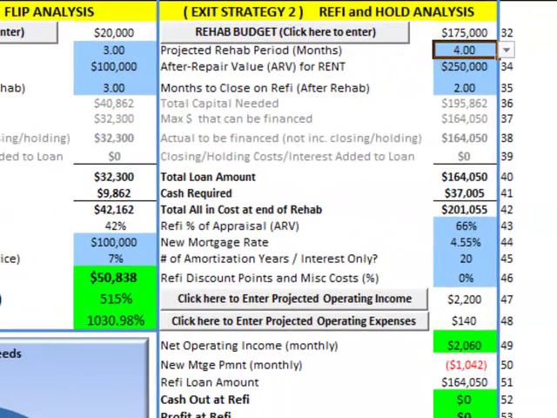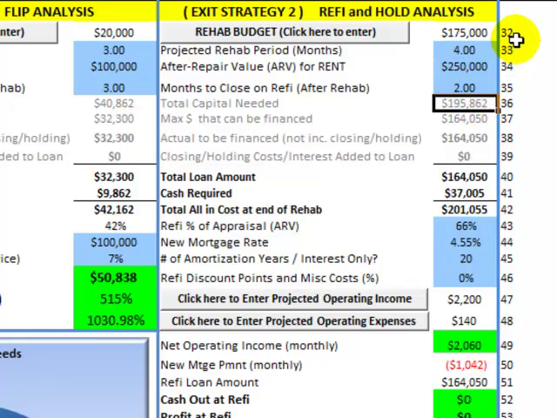My construction is going to take 4 months, fingers crossed. After repair value, again, I've entered the formula here. I've typed in equals 2,500 square feet times $100 a foot. That's my after repair value. And then it's going to take another 2 months for me to find a tenant and roll over. Right now this says months to close and refi, but instead of refinancing, I'm just going to let this loan roll over into a permanent loan. So I've got a total timeline before it rolls over into a permanent loan of 6 months, 4 plus 2.